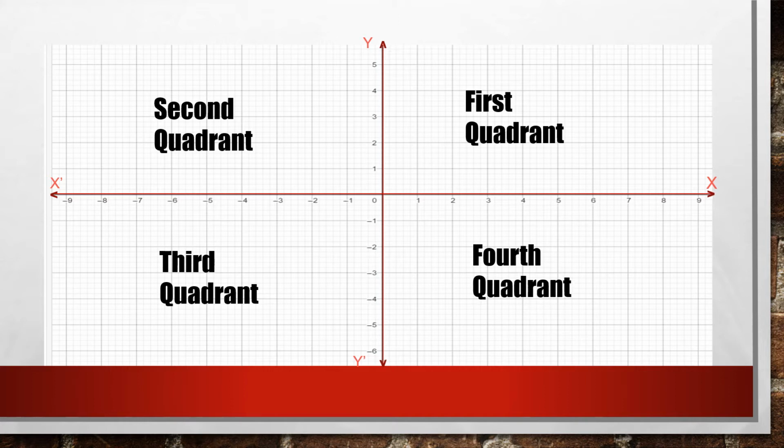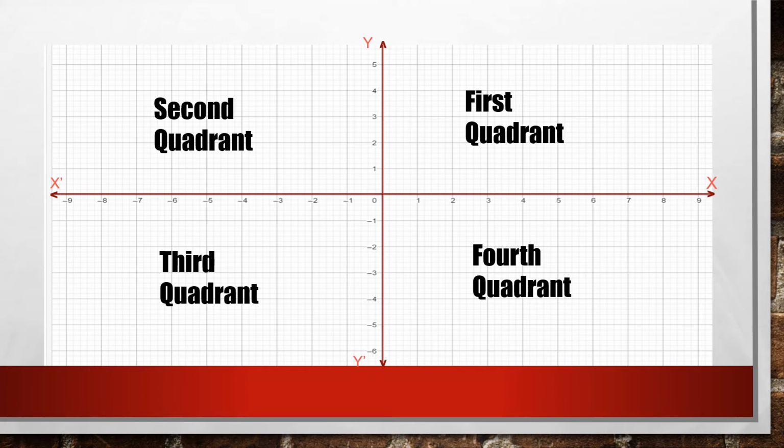The coordinate points define the location in the Cartesian plane. The first number, x, in the coordinate represents the horizontal axis and the second number, y, represents the vertical axis. Now let us see the signs of the quadrants.